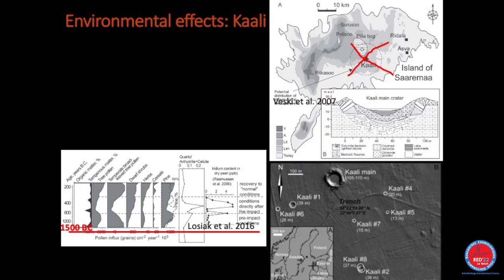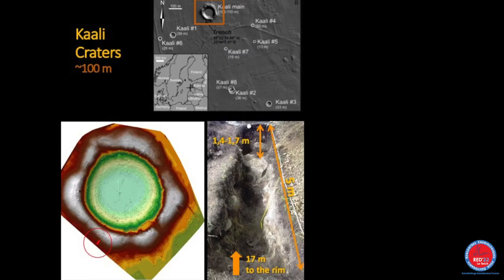Similar thing is related to Kaali crater, which is very similar in size. Again, it is located in Estonia, and the largest crater is about 100 meters in diameter. There are other smaller ones around it. For a very long time, it was thought that the analysis done in the bog, located about 8 kilometers north from the point of impact, was showing a dramatic change in how the environment looked due to the impact.